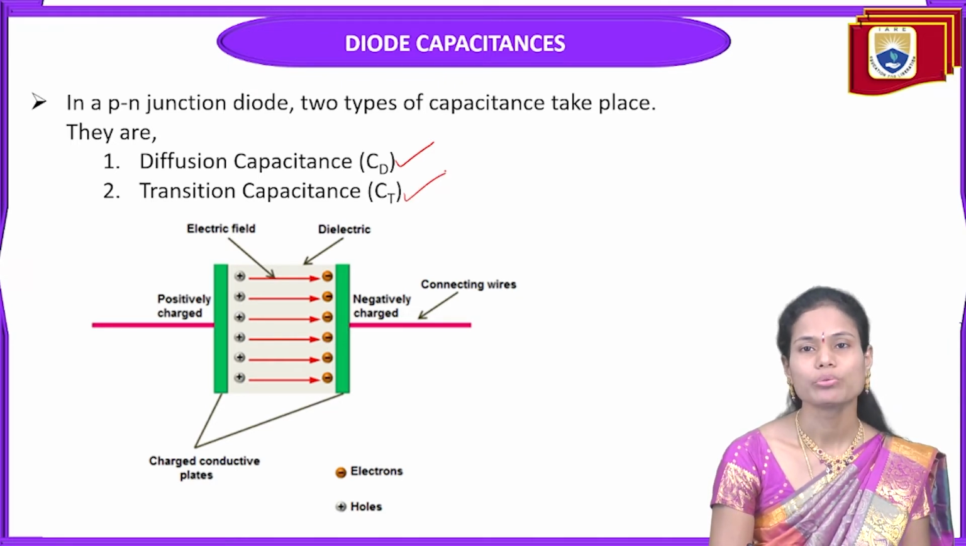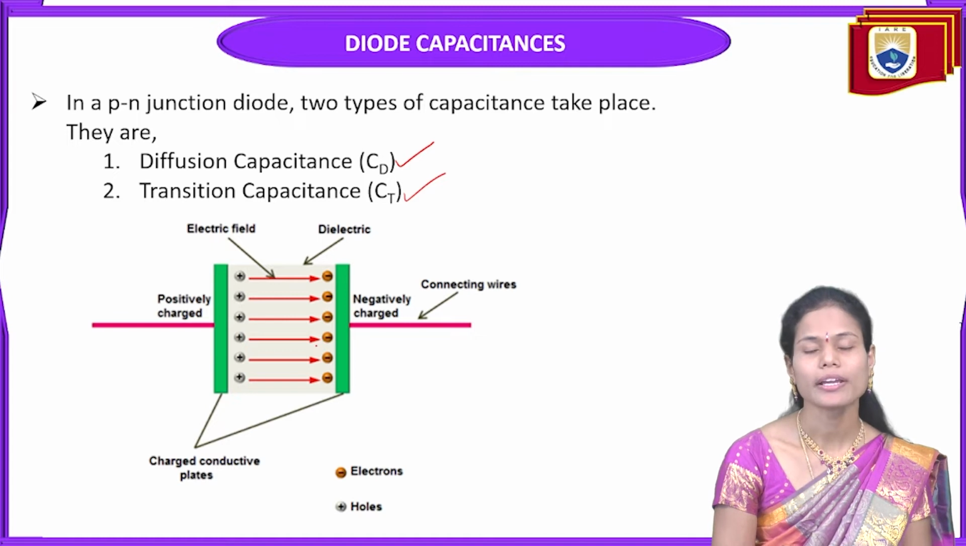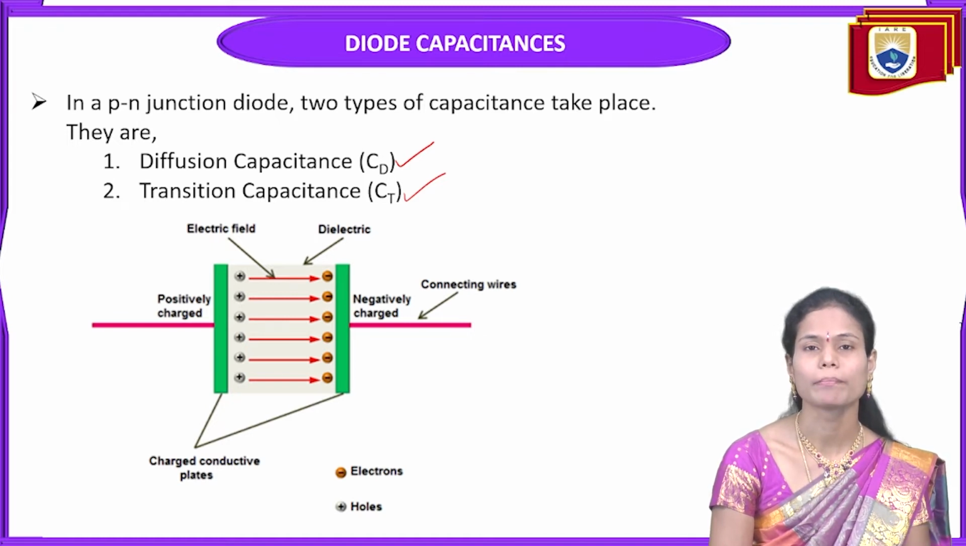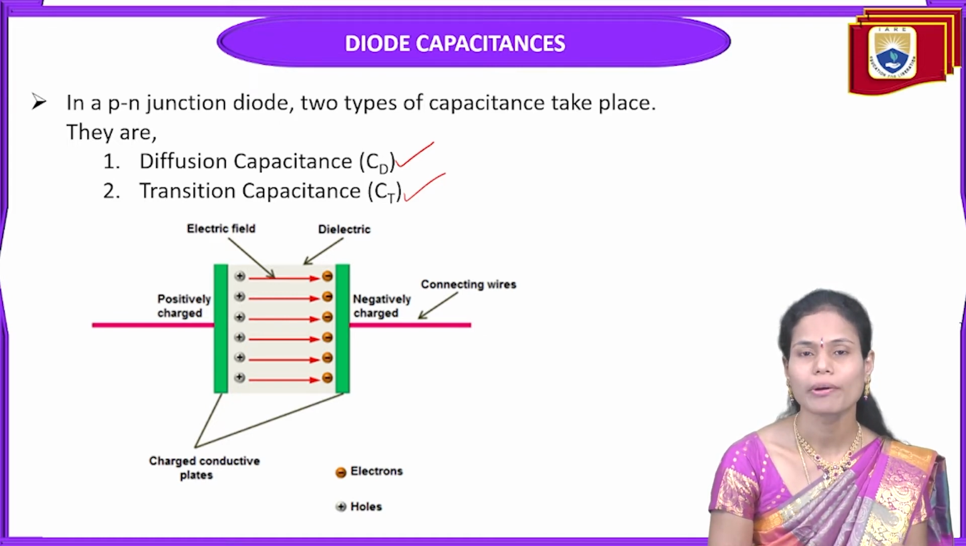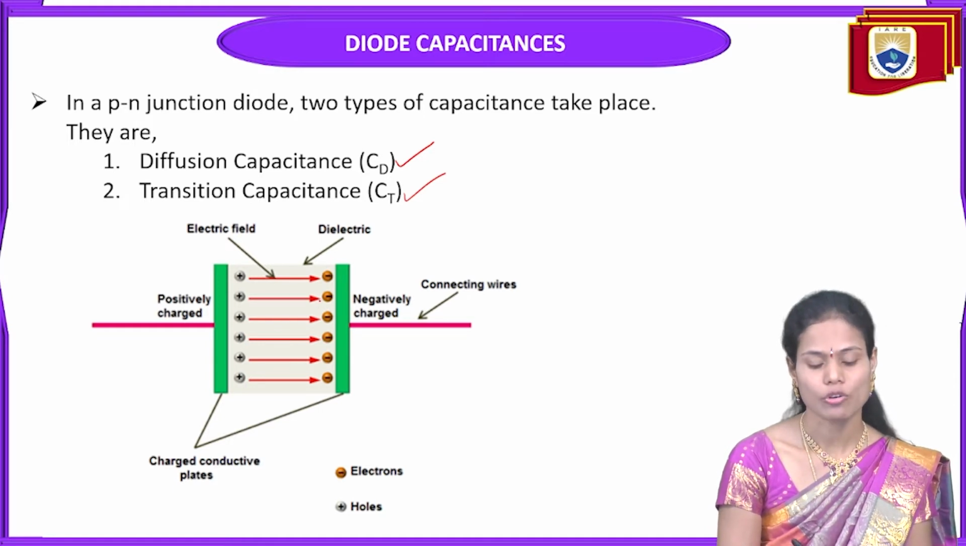So this PN junction I am taking here in the form of a capacitor. Why I am taking it as a capacitor: the two materials, the P type of material as well as the N type of material of the PN junction diode, act like two parallel plates of a capacitor. And the depletion region existing between the P and N type of material acts like the dielectric medium of the capacitor here. So that we can observe here.